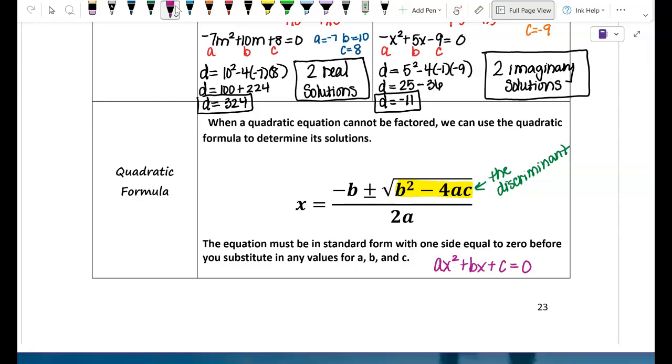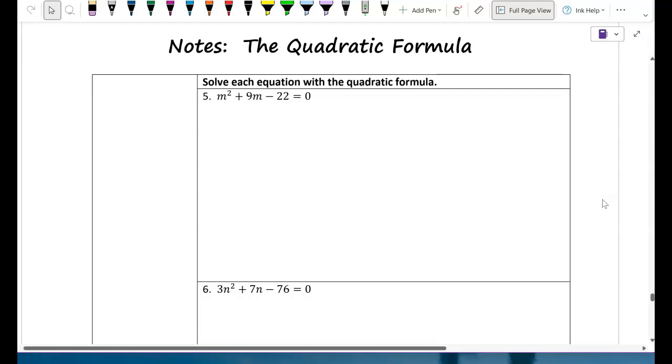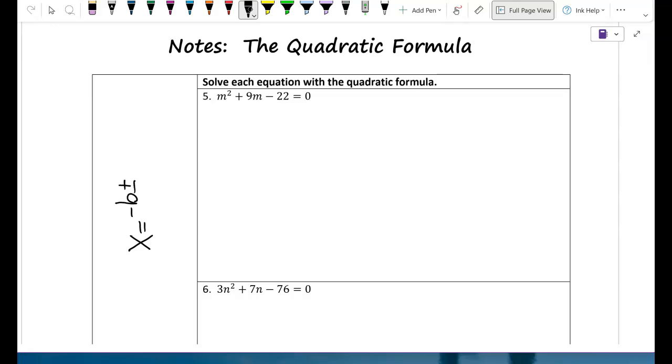So now let's go to the next page and look at some examples. Now, so you don't have to keep flipping back and forth, I'm going to write the quadratic formula here in the margin. X equals negative b plus or minus the square root of b squared minus 4ac, all divided by 2a. That way you don't have to keep flipping back and forth. That is the formula we're going to be using.